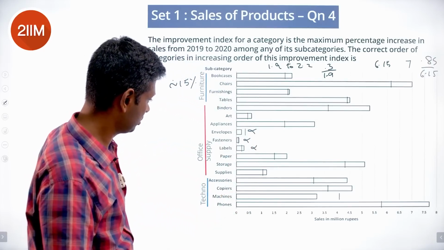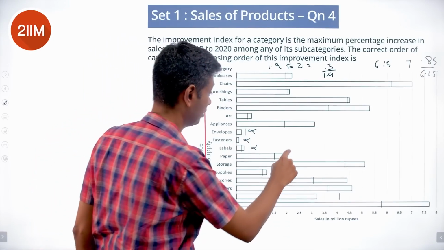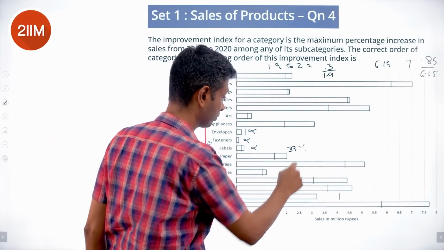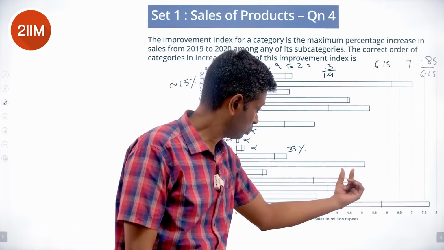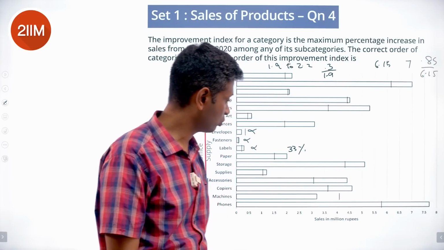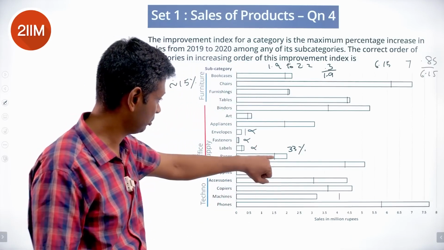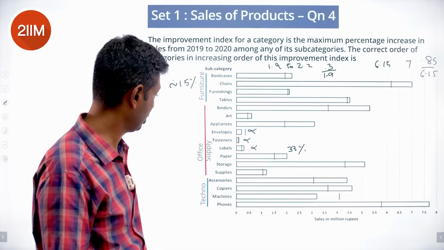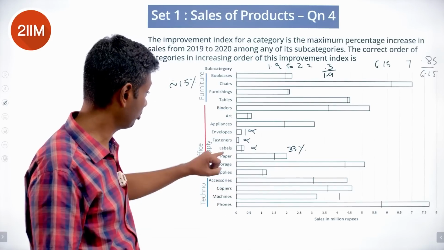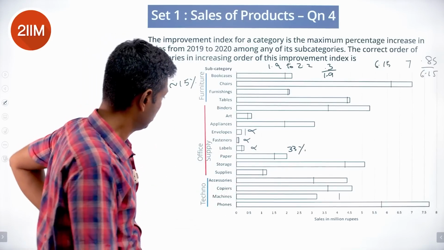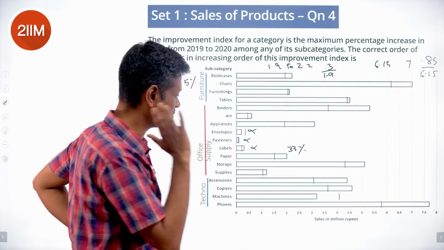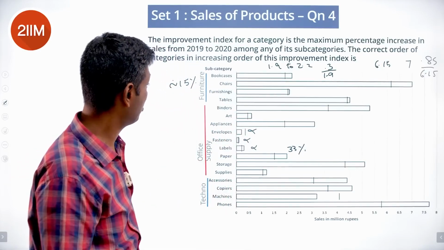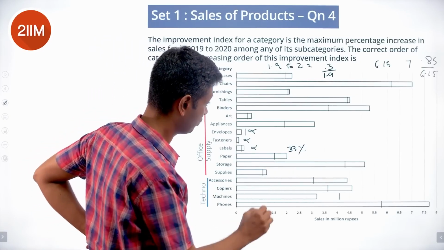Paper is 0.5 by 1.5, 33%. Storage is 0.5, 0.6, 0.7 by 4.4, that's less than 33%. This is a bigger number, bigger share, bigger percentage change. Supplies is smaller. Paper gives us 33%. Might this be 33%? Probably not. So fasteners, I don't want to base a judgment based on that. Binders, let's look at, because that's the only thing we have not checked.